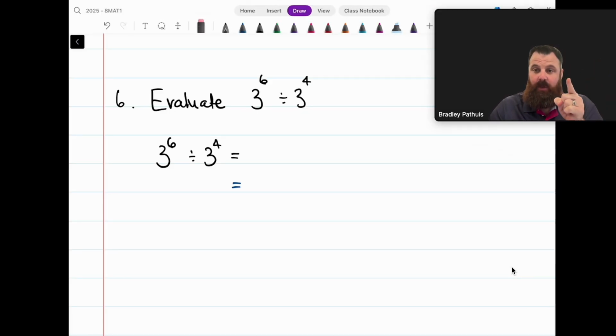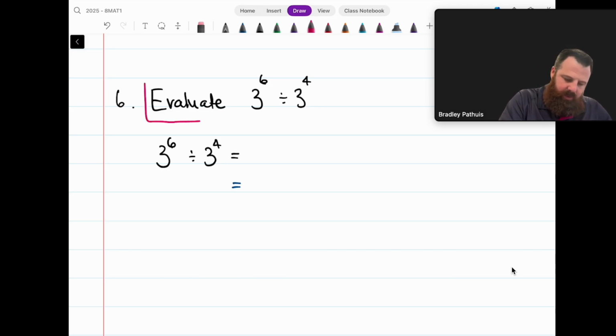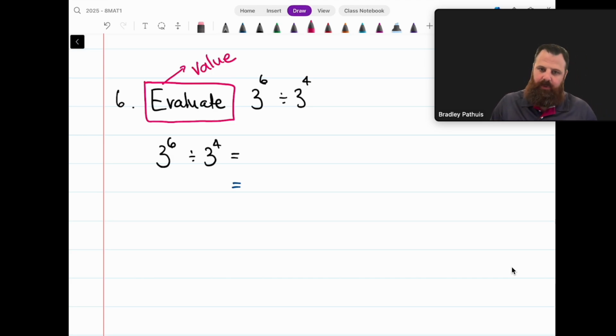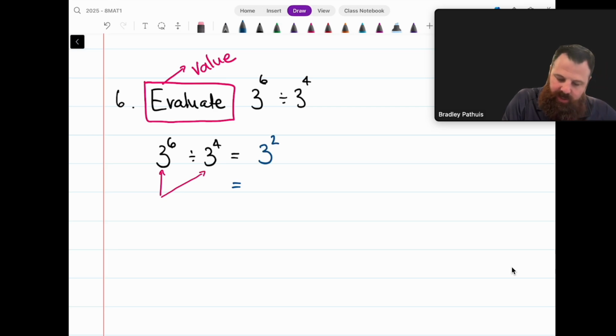Example 6, I've changed the word in this question. The word in this question now says evaluate, which just means I want to know what its value is. I want to know what its number is. And I can make my life easier by doing my index laws first. So I'm looking at this and answering this one. I can see I've got the same base. And because I have the same base, I subtract my powers. 6 take away 4 is 2. So if I was to write this out, I would rewrite it as 3 to the power of 2. Remembering, I call that index form.